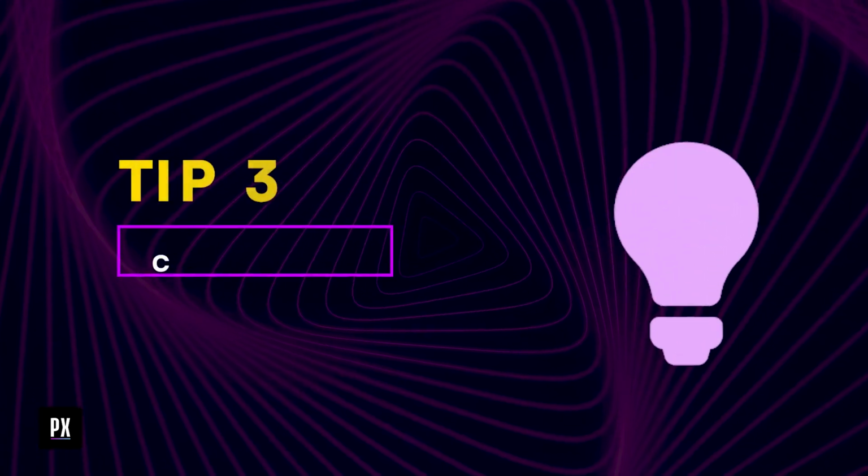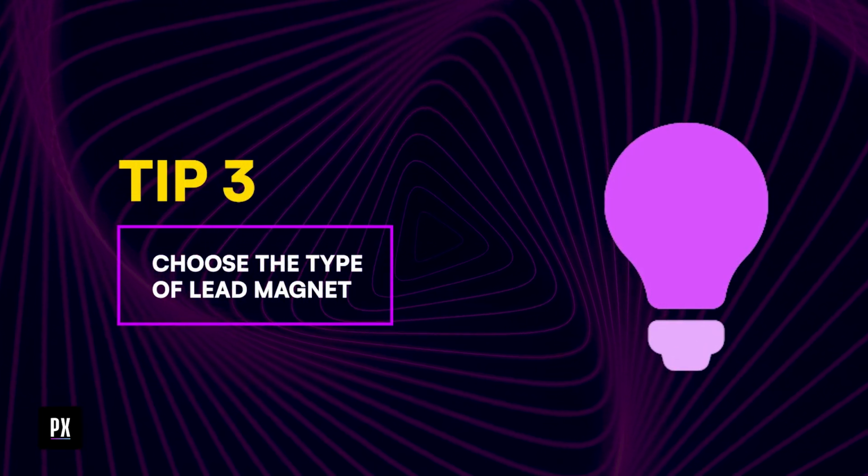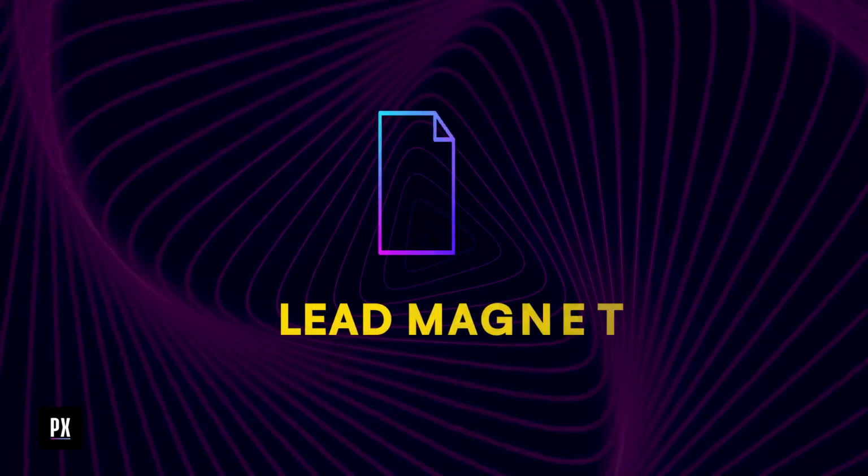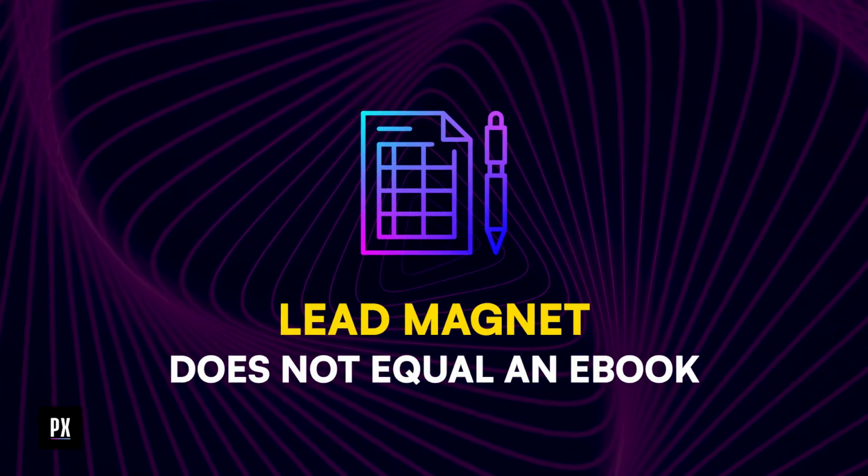So once you've done this and you understand the strategy, right, now we can get into the what, the execution. A lot of people jump to this stage without actually thinking about the why and what they're actually doing. Why are they doing it? They just start making a lead magnet. And so it's important to remember, a lead magnet does not equal an ebook.